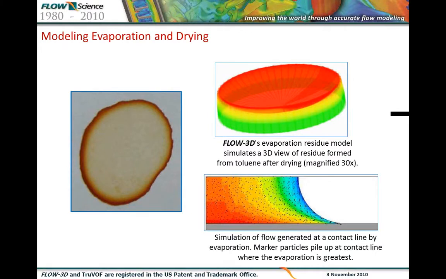This next example shows the modeling of evaporation and drying of a droplet of liquid. A common problem that's well established in the literature is the coffee ring effect. This is essentially the formation of darker regions at the periphery as a liquid droplet evaporates. As a solvent evaporates, it leaves behind the solute.